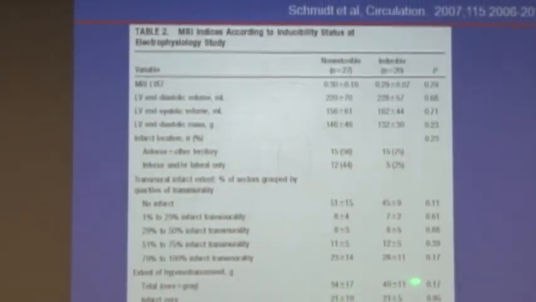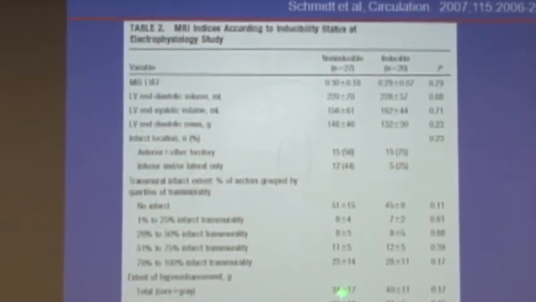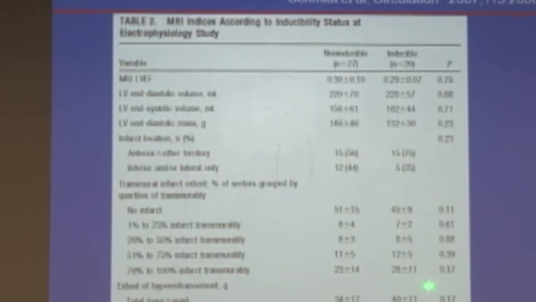And even the infarct size was not statistically different between the non-inducible and inducible patients. But in fact, the extent of the gray zone had an enormous separation between those that were non-inducible and those that were inducible. Now, other investigators have found that the amount of scar is important. But this particular study was a small study, 47 patients, and it found that the extent of the gray zone was the most important factor.